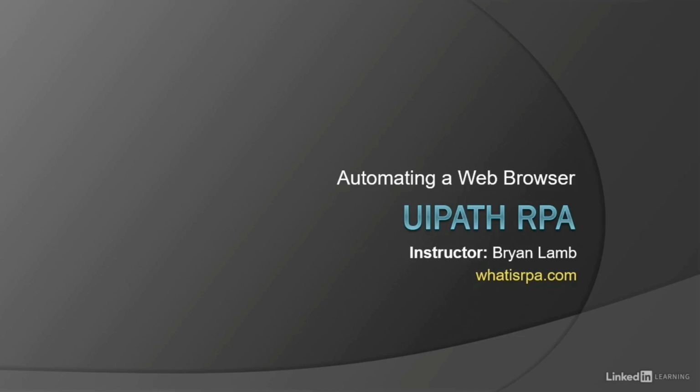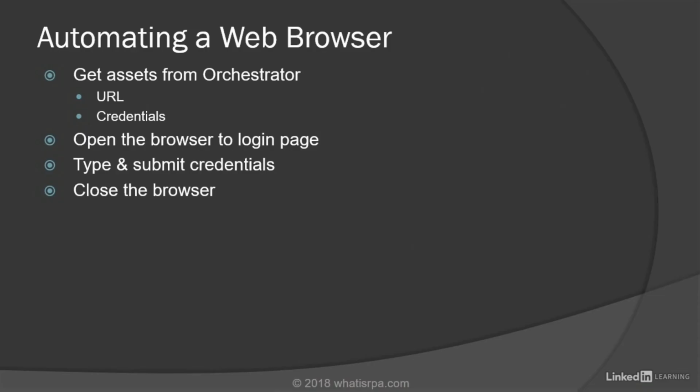In this section, I'd like to cover the basics of automating a web browser because getting data in and out of web browsers is a very common practice in many enterprise processes. The steps we're going to cover include using Orchestrator to manage our browser assets. So the first thing we'll do is get our assets from the Orchestrator, including the URL and credentials.